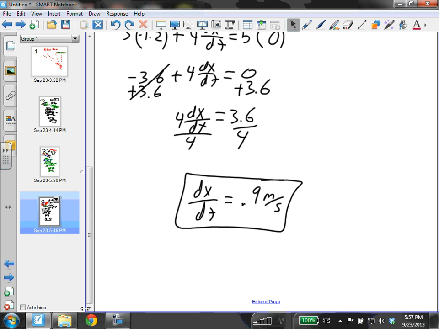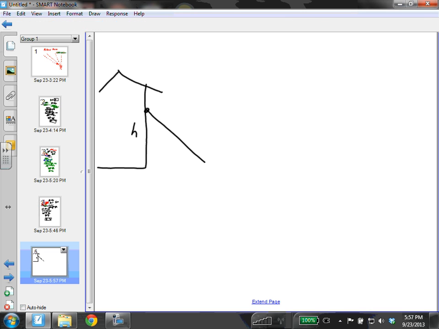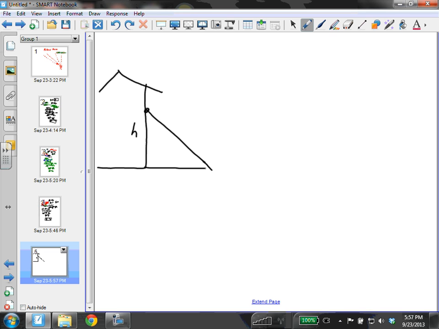Number 11 is very similar. We have the same setup here in number 11. We have an h, calling this distance x, and c is equal to 5.